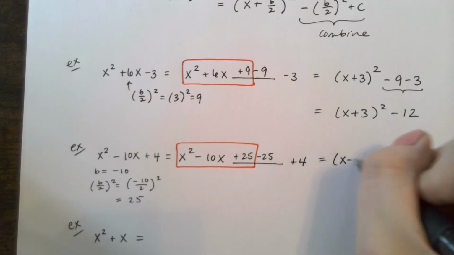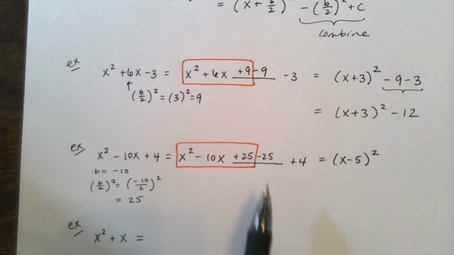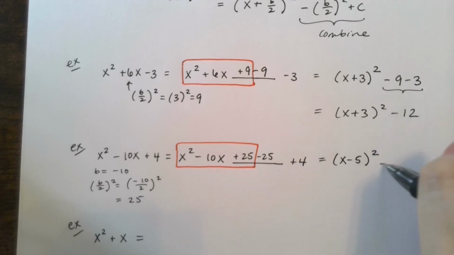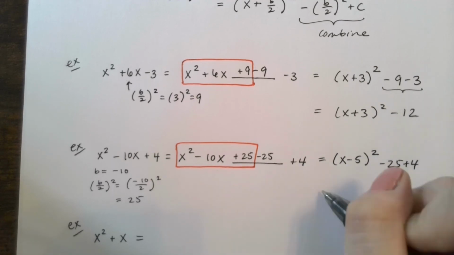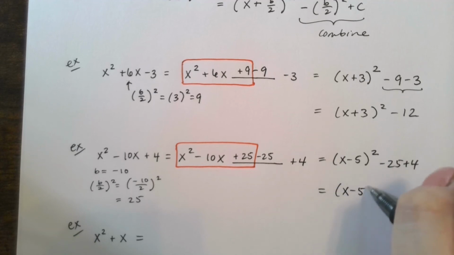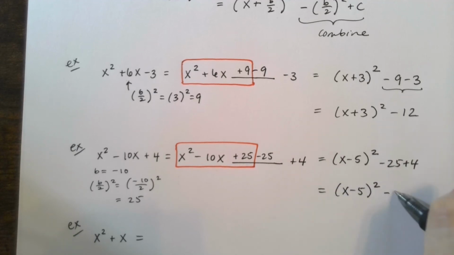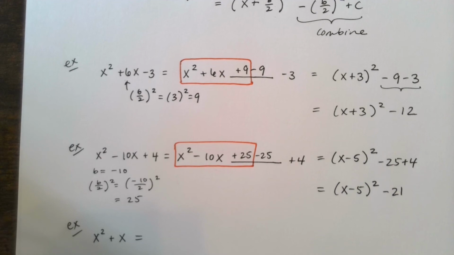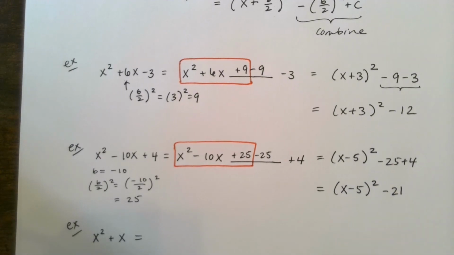So we have x minus 5 squared, and then minus 25 plus 4 didn't get used. So I'll take one more step and combine those two, and I get minus 21. All right, so my final answer here is x minus 5 squared minus 21. If you get really nervous and want to double check your answer, you would just FOIL this out and then include the 21, and you should end up right back where you started.